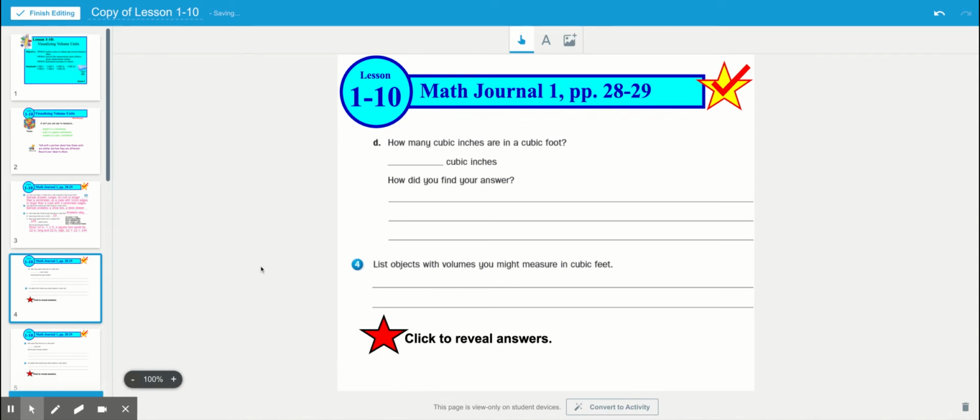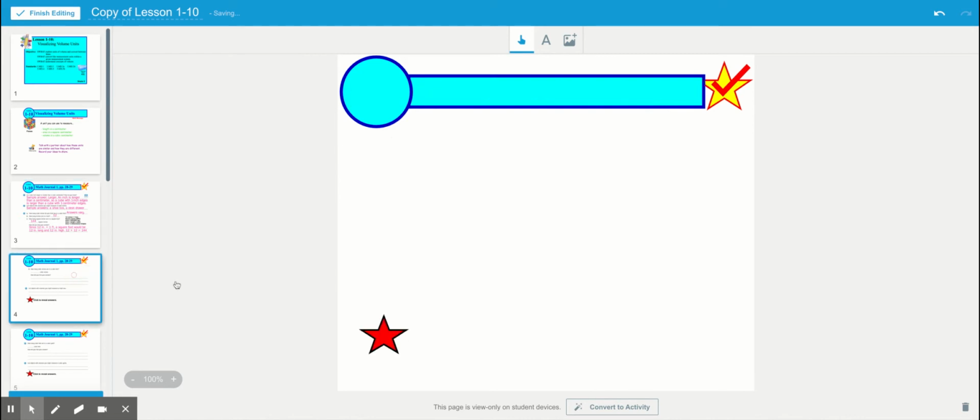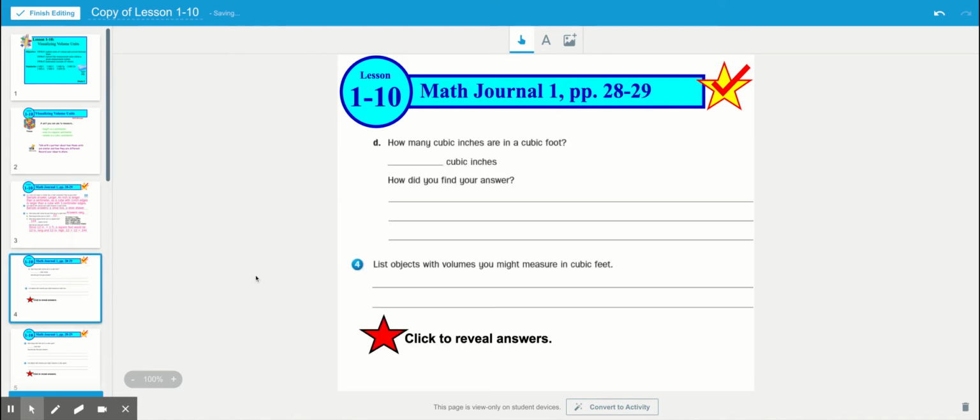Now, moving on to number 3, part D, it's asking us how many cubic inches are in a cubic foot. This is taking our two-dimensional, like I mentioned over here, square is two-dimensional. We're taking two-dimensional and moving it to three-dimensional. So I want you to think about, we're taking that two-dimensional area of length times width and we're creating it into a three-dimensional shape. And so you're going to need to figure out the volume.